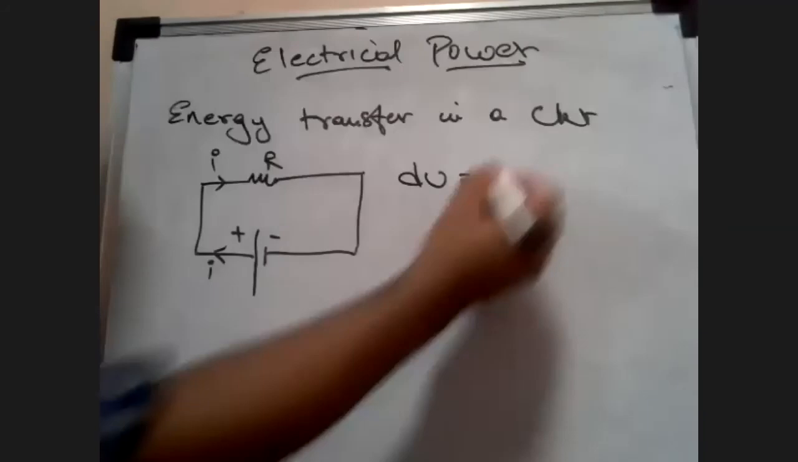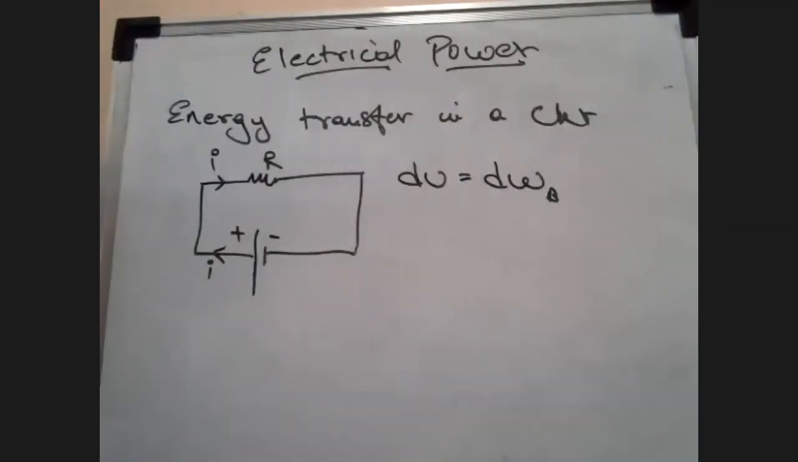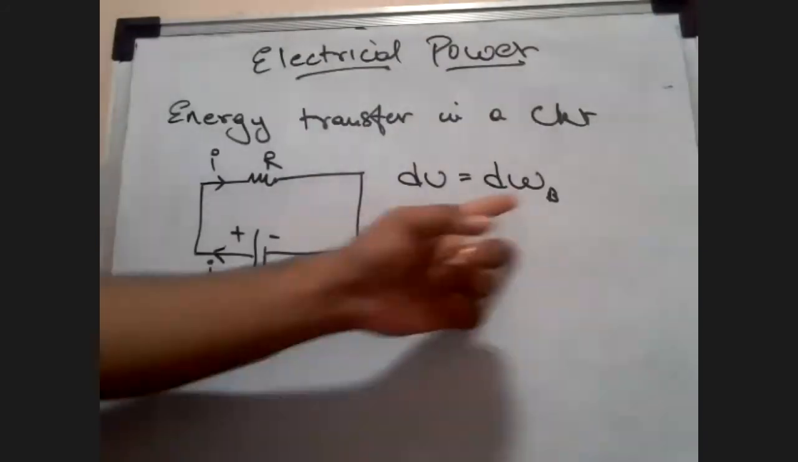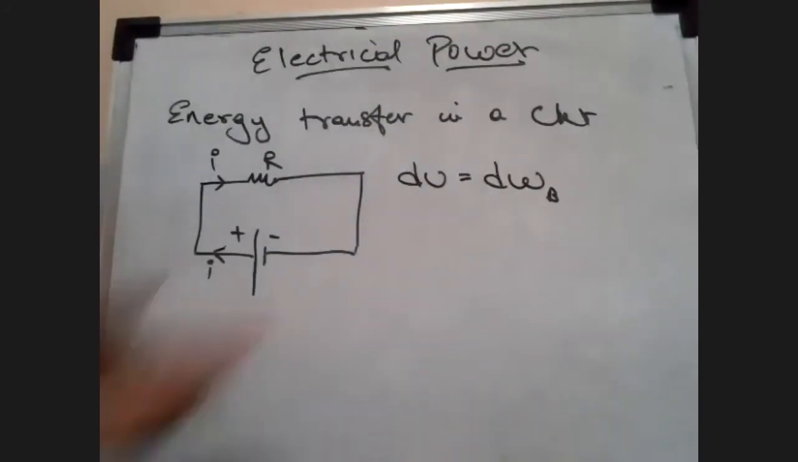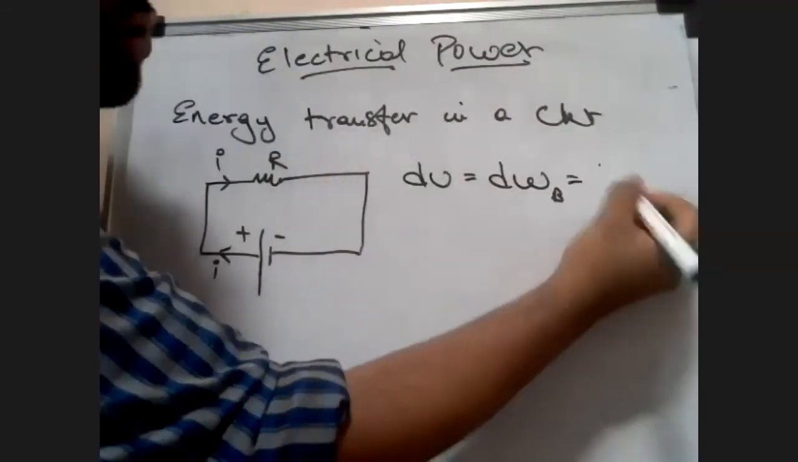Is it the positive of the work done by the battery? Yes or no? Remember, everyone? Yes, the change in potential energy is basically the work done by the external force, and in this circuit, the external force is the battery. So we write dWb, the differentiation of the work done by the battery, which is also equal to Q into V.